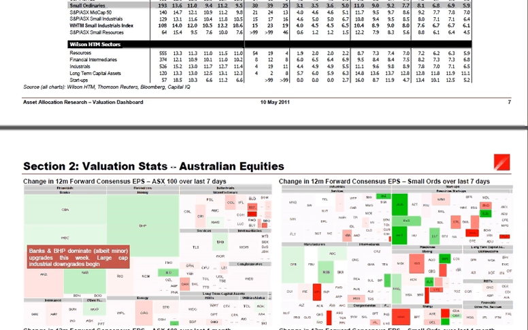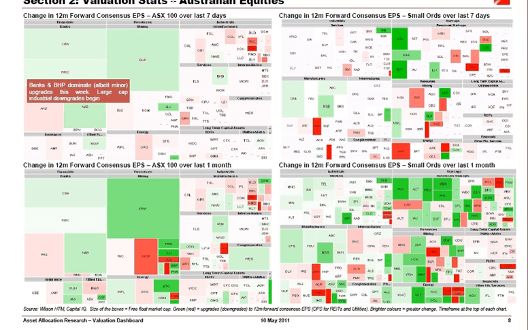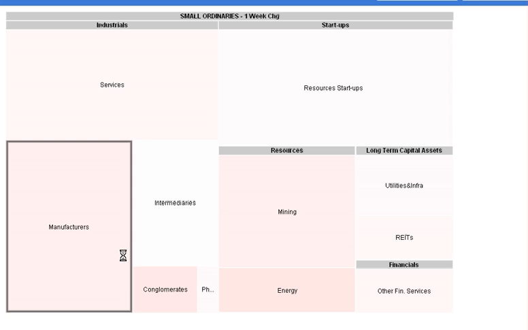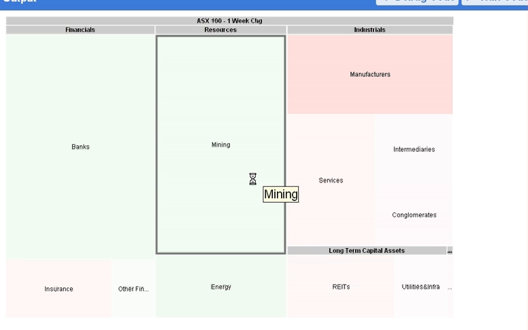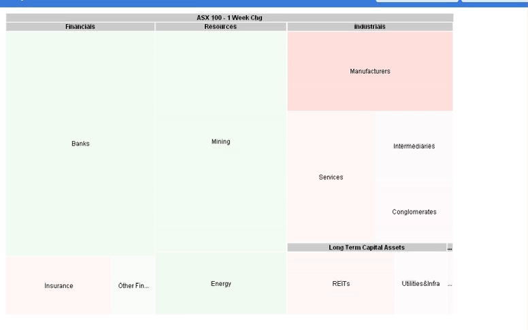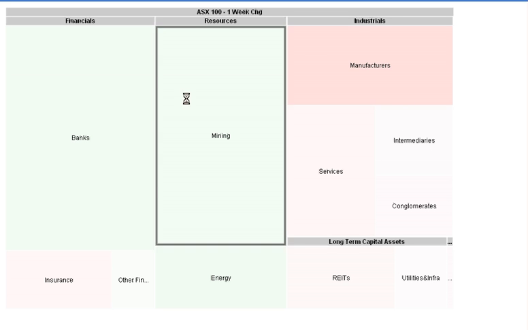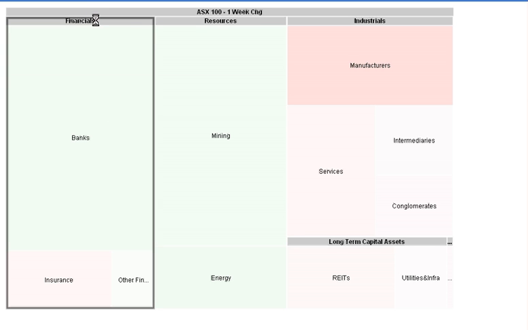Jumping through then to the heat maps, which I actually want to go to our interactive version of those just to explain them this week. What we've got here is a graphical representation of how big each section of the market is and what's happened to the 12-month forward earnings over the last week. So we see that within the industrials sector we've seen a number of downgrades. Mining and banks are a little bit more green.